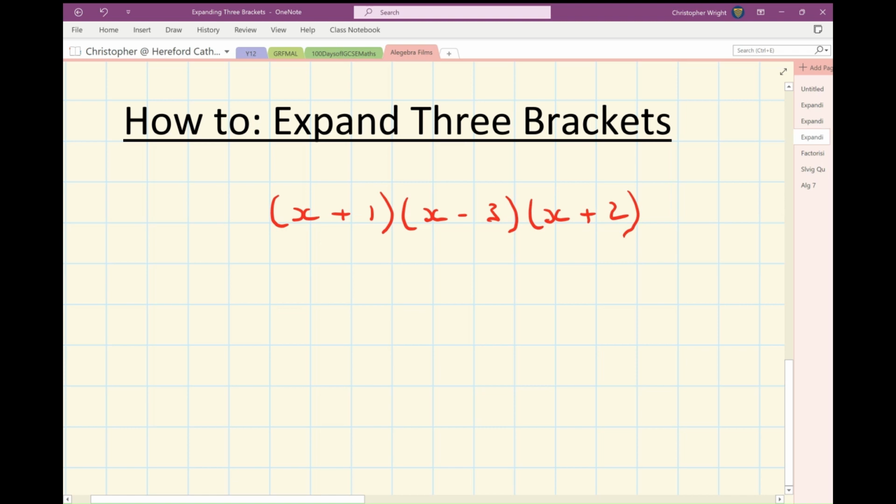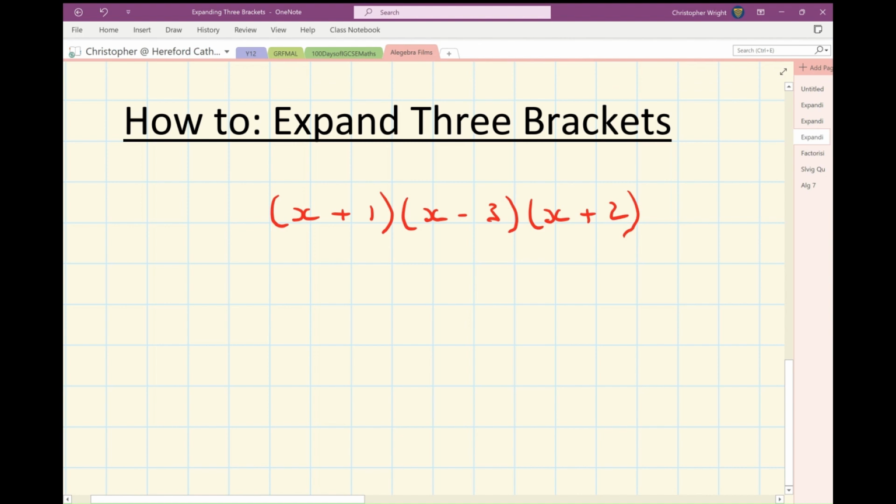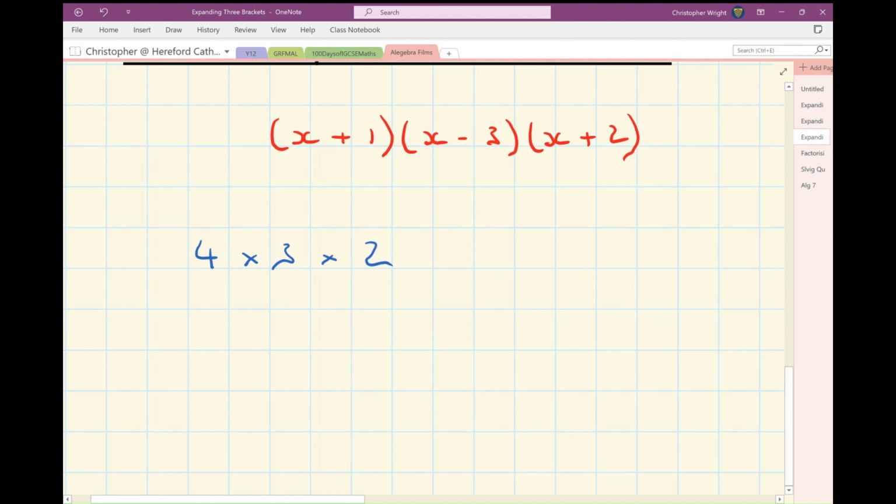In this film, I'm going to look at how to expand three brackets. Now, before we get started on the algebra, let's just imagine we were multiplying together three numbers. So, for example, we might be multiplying 4 times 3 times 2. Now, you could do 4 times 3 is 12 and multiply that by 2.